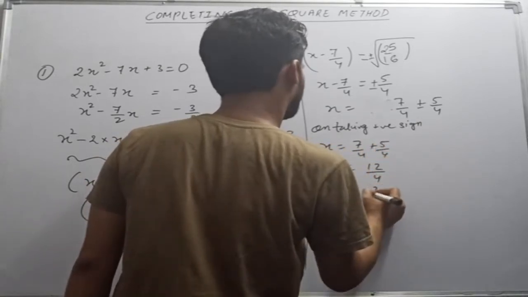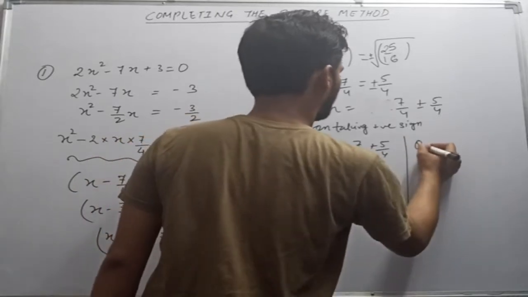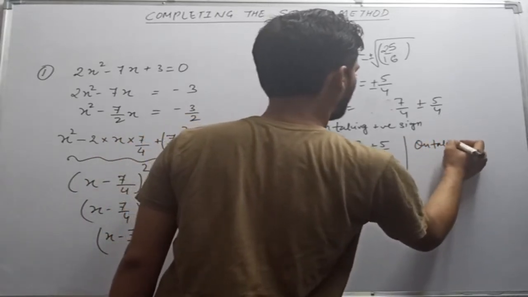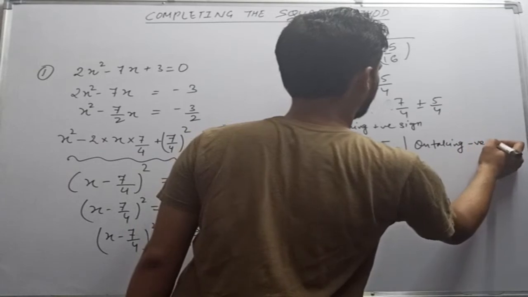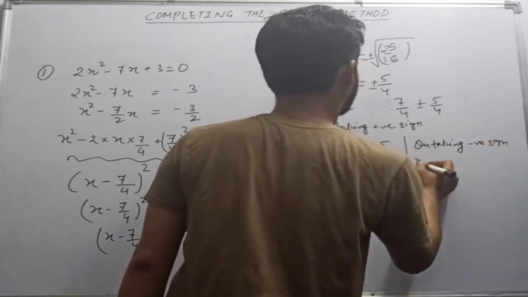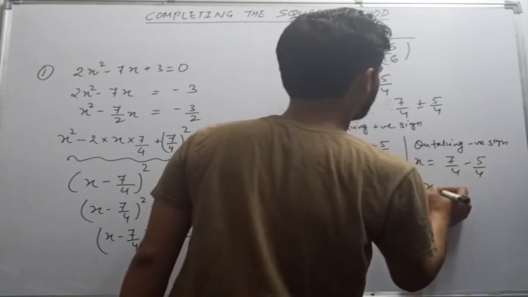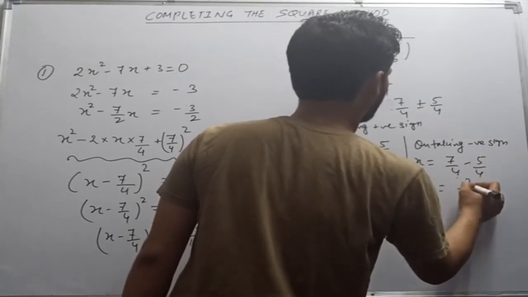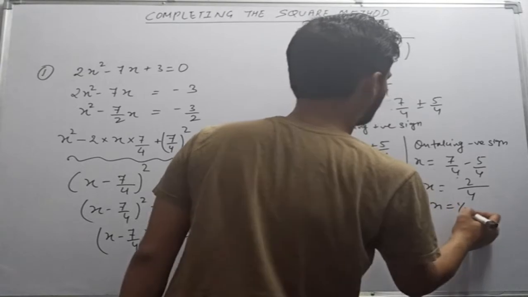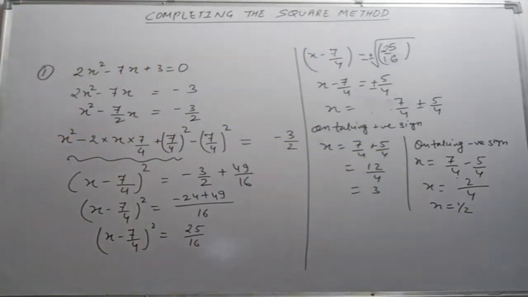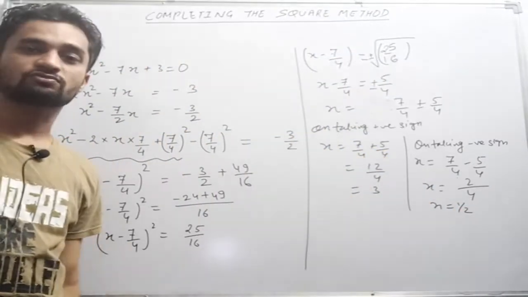which is equal to 3, and on taking the negative sign, x is equal to 7 by 4 minus 5 by 4, x is equal to 2 by 4, x is equal to 1 by 2. So the same answer we got with the completing the square method also.